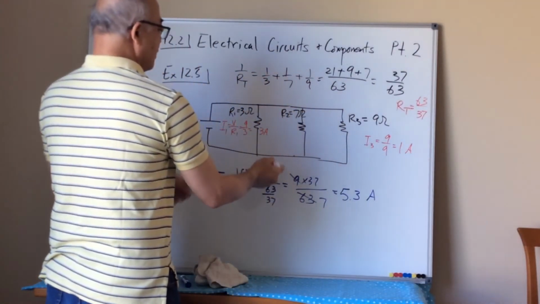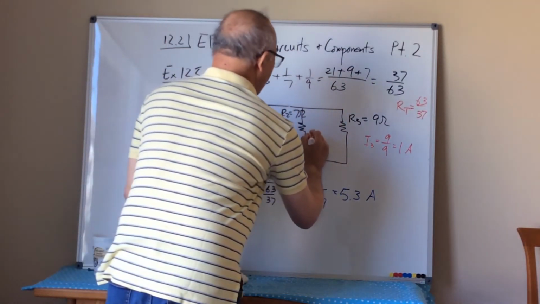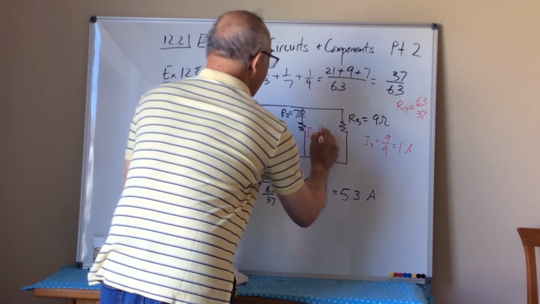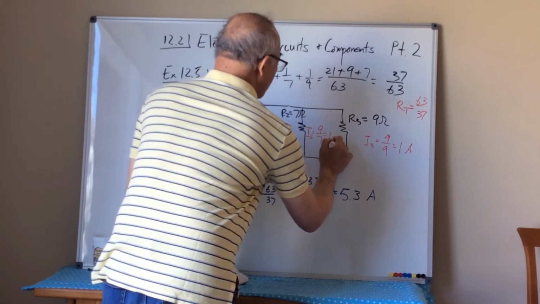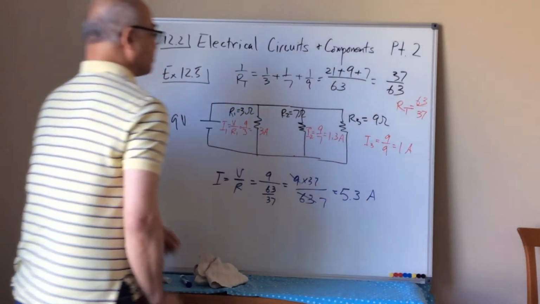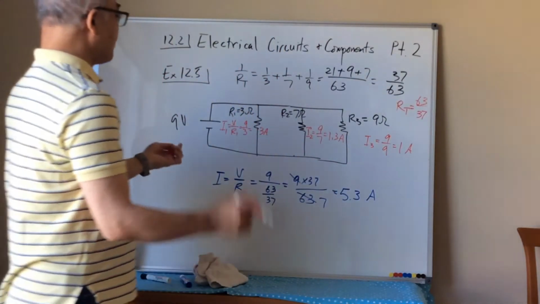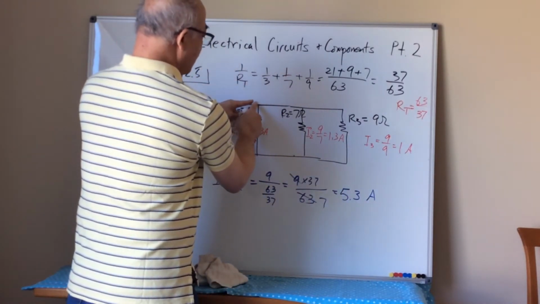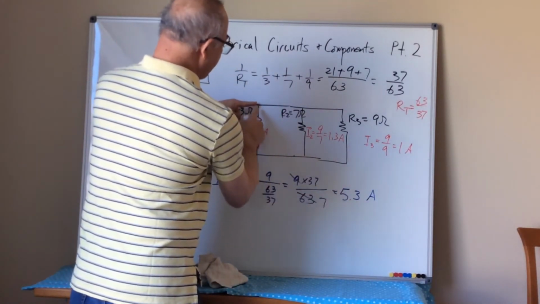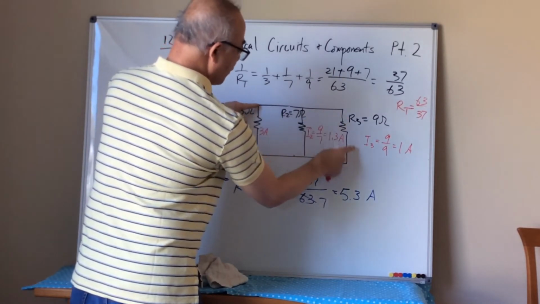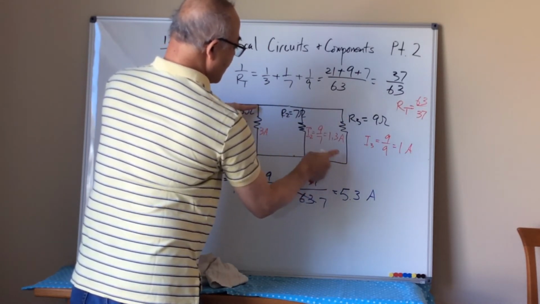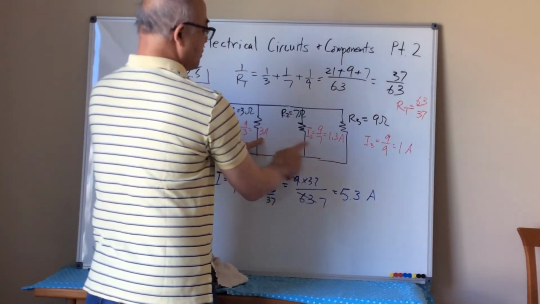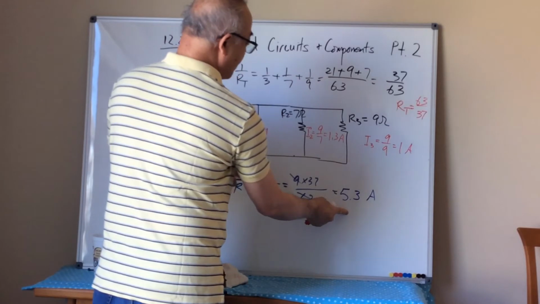So I have 1 amp here. Over here I get what? I'm going to get I2 equal to 9 divided by 7, which is 1.3 amps. Right? So what's happening? I have 5.3 amps that comes through here, of which 3 go down here, 1 amp goes this way, and 1.3. So if I add these 3 together, 3 plus 1 plus 1.3 is 5.3, right?